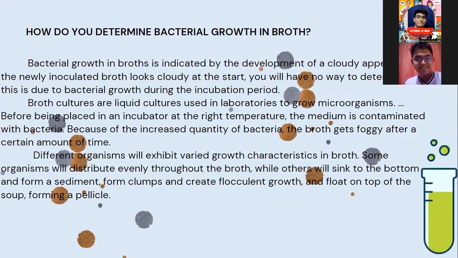How do you determine bacterial growth in broth? Bacterial growth in broth is indicated by the development of a cloudy appearance. If the newly inoculated broth looks cloudy at the start, you will have no way to determine if this is due to bacterial growth during the incubation period. Broth cultures are liquid cultures used in laboratories to grow microorganisms. Because of the increased quantity of bacteria, the broth gets foggy after a certain amount of time, and different organisms will exhibit varied growth characteristics in broth. Some organisms will distribute evenly throughout the broth, while others will sink to the bottom and form a sediment, form clumps and create flocculent growth, or float on the top forming a pellicle.